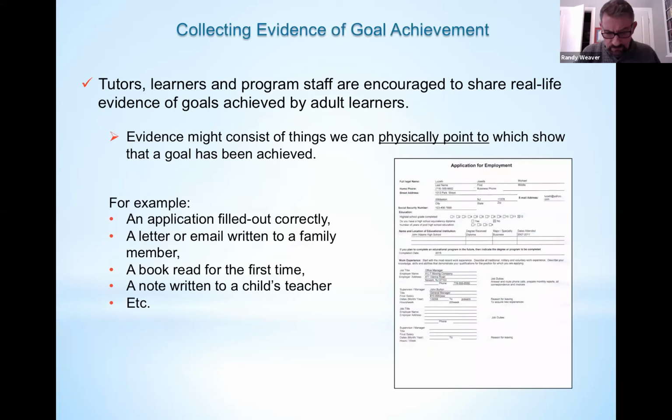With the introduction of the new form, we really want to encourage program staff and tutors to collect evidence or indicators of goal achievement. This gives us confidence that the goals we are reporting have actually occurred. There are 3 types of evidence that might be used to indicate goal achievement. One is something you can physically point to, which shows that a goal has been achieved. For example, an application for employment filled out correctly, a letter or email written to a family member, a book read for the first time, or a note to a child's teacher. The list really goes on and on.